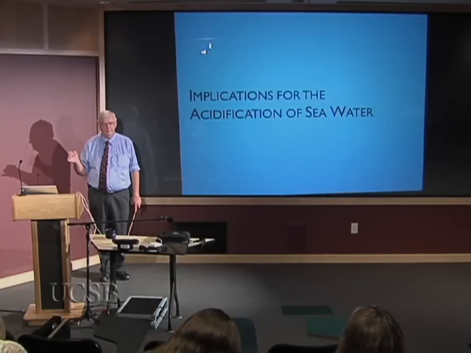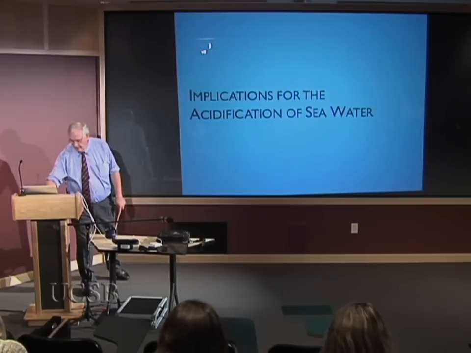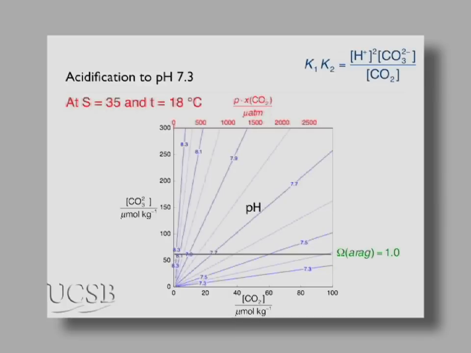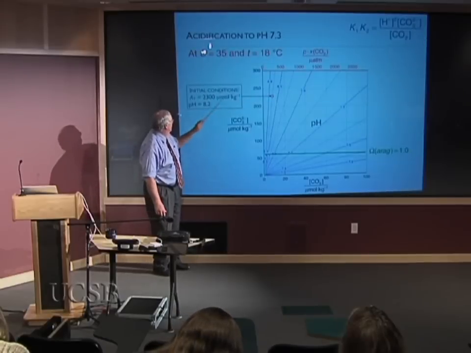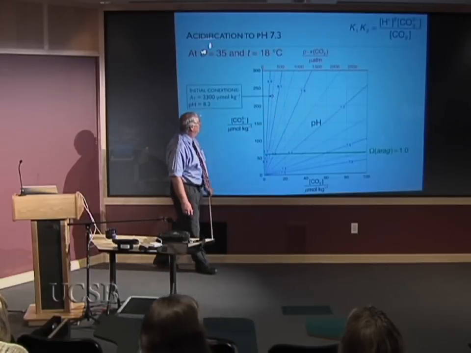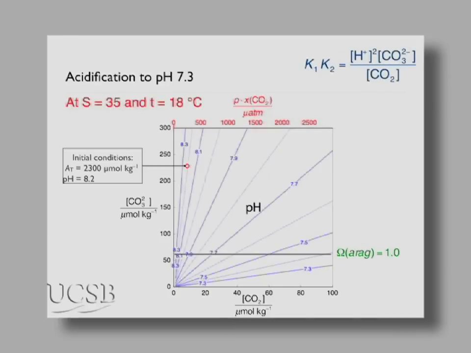So what does this imply when we come to acidify seawater? Here's our picture. We're going to choose a seawater that's somewhere on that diagram and see how its composition changes as we acidify it. And we're going to acidify it to a pH of 7.3. So let's imagine we start with this seawater right here. An alkalinity of 2300, a pH of 8.2. That gives it a PCO2 of about 260. You can read the carbonate ion concentration again, a little bit above 225.